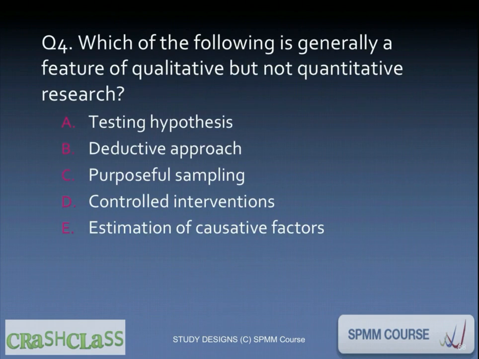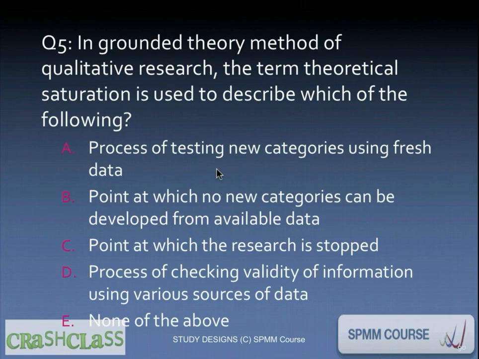Which of the following is generally a feature of qualitative but not quantitative research? Testing hypothesis, deductive approach, purposeful sampling, controlled interventions, estimation of causative factors. Purposeful sampling is a feature of qualitative research. Everything else is a part of quantitative research. If you want to test a hypothesis, you do quantitative research. If you want to deduce something, quantitative. If you want to compare interventions, quantitative. If you want to estimate causative factors or risk factors, do quantitative. Only purposeful sampling is a part of qualitative research.